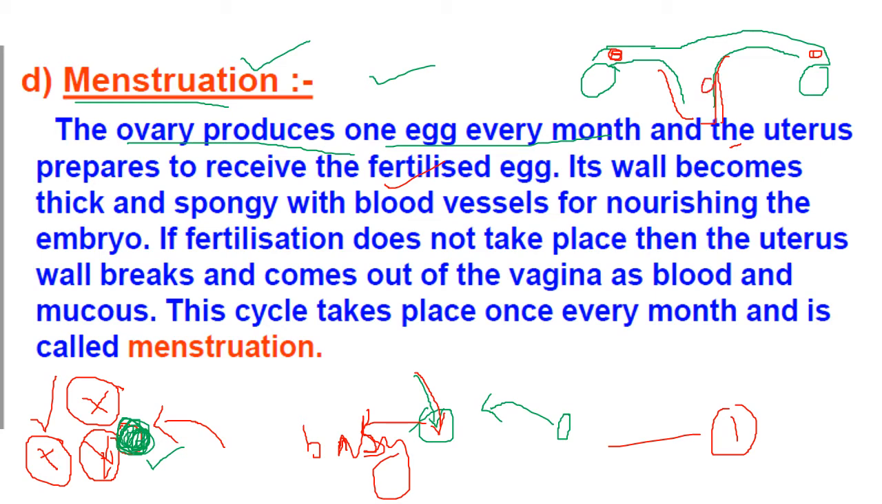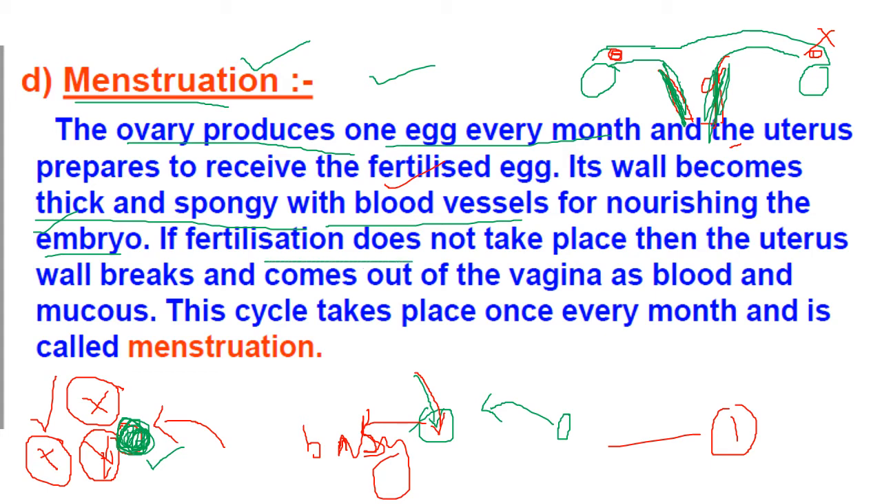But what happens? Now the egg is not getting fertilized because the sperm is not coming, because there is no sexual activity. So what happens? Because the uterus doesn't know if the egg is going to be fertilized or not, it will keep on making preparation for the fertilized egg. So the walls become thick and spongy with blood vessels. This part is made up of blood vessels and it becomes spongy and thick for nourishing the embryo. Embryo means the fertilized egg.